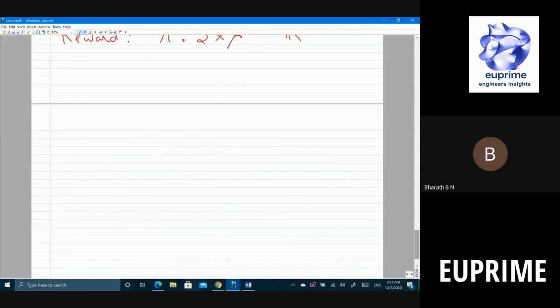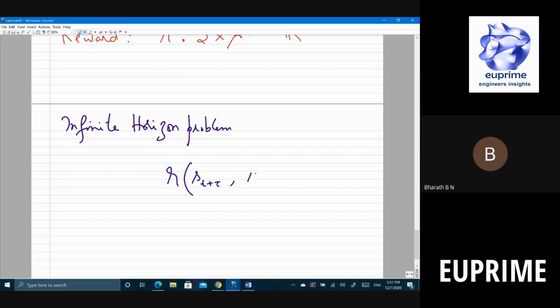Now let's look at the infinite horizon problem. For example, at time t plus tau, you are in state s of t plus tau, and you are following a policy pi, which is a map of s of t plus tau. This is the state, this is the action, because pi maps states to actions. So pi of s is the action, and this is the reward that you get, right?